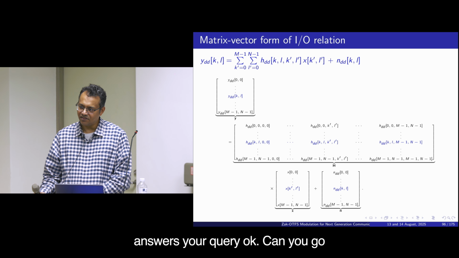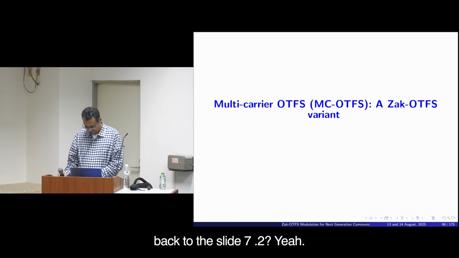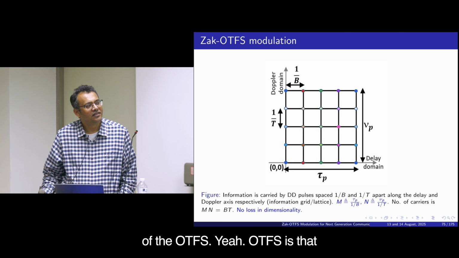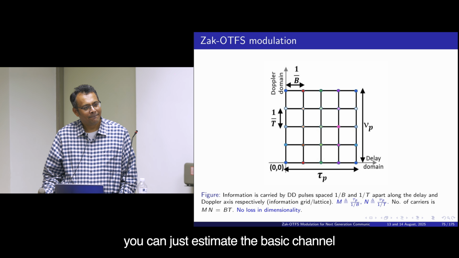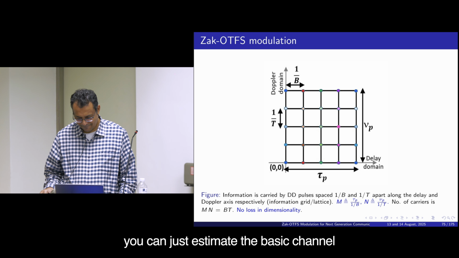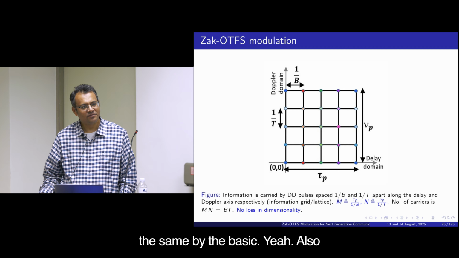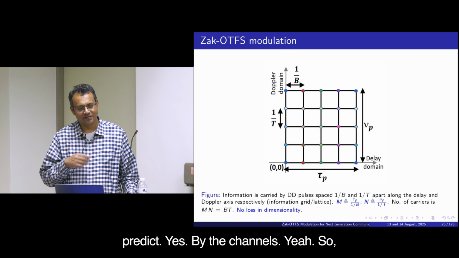I do not know if that answers your query. Okay. Can you go back to slide 72? Yeah. You just mentioned that the beauty of OTFS is that you can just estimate the basic channel seen by the basic box. Then you can kind of interpolate or predict other channels.